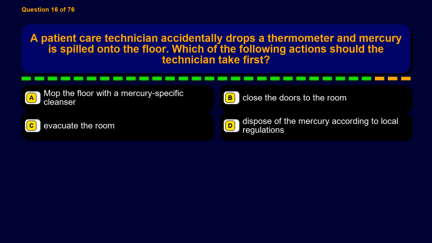Question 16. A patient care technician accidentally drops a thermometer and mercury is spilled onto the floor. Which of the following actions should the technician take first? Option A. Mop the floor with a mercury-specific cleanser. Option B. Close the doors to the room. Option C. Evacuate the room. Option D. Dispose of the mercury according to local regulations.